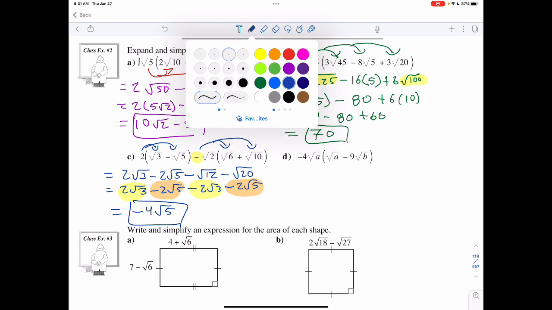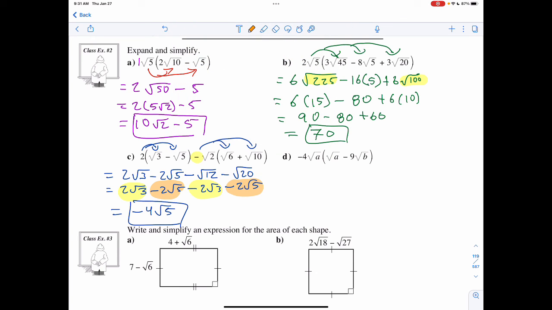Example D, same process. We're just adding in a variable, which doesn't really change anything. So if I take negative 4 root A times root A, the root A times root A will cancel out, and it's just going to be negative 4 A's. Negative 4 and negative 9 is going to give me positive 36, and root A and root B, root AB. And I'm done.